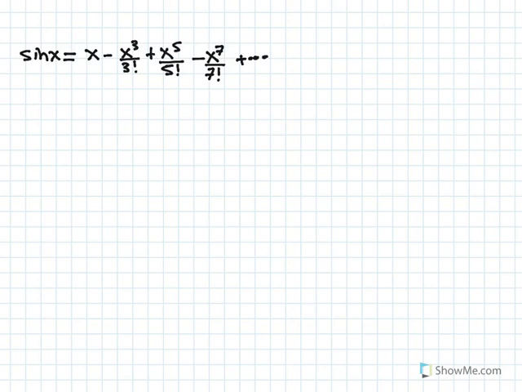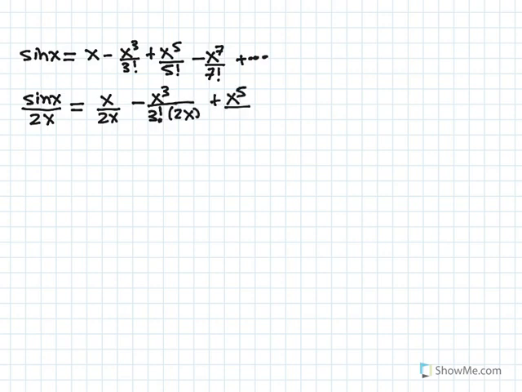Now, we need to develop the Maclaurin series of the integrand, which is sin x divided by 2x. So let's divide both sides by 2x. So we get sin x divided by 2x is equal to x divided by 2x minus x cubed divided by 3 factorial divided by 2x plus x to the 5 divided by 5 factorial divided by 2x minus x to the power of 7 divided by 7 factorial and divided by 2x and so on.